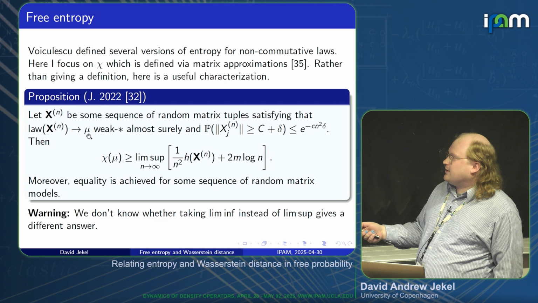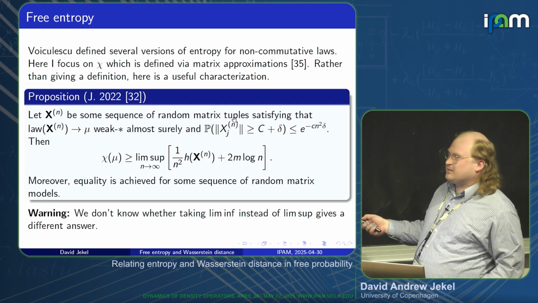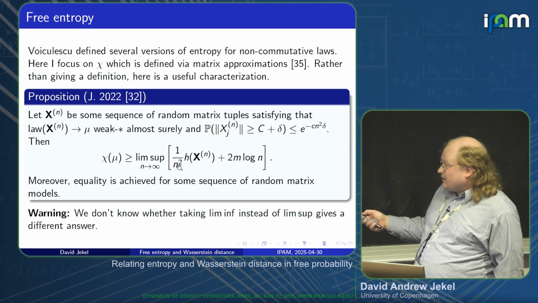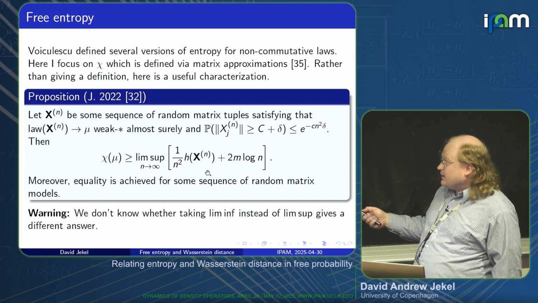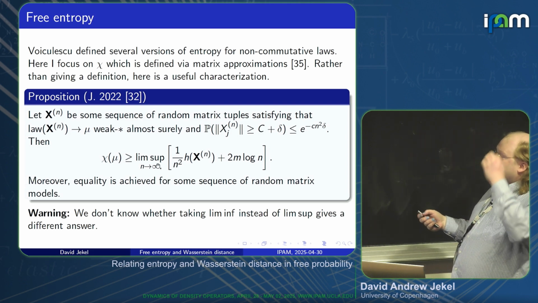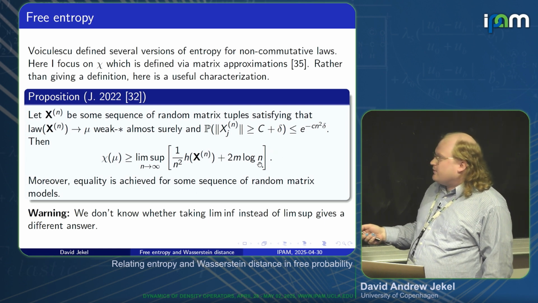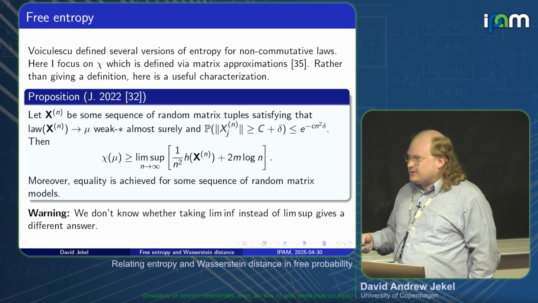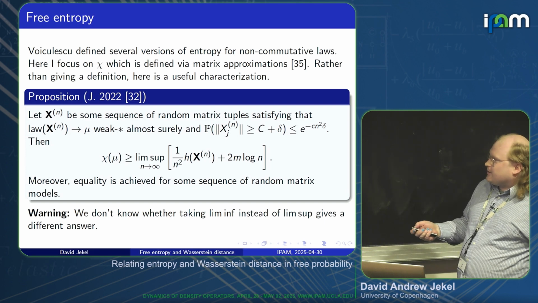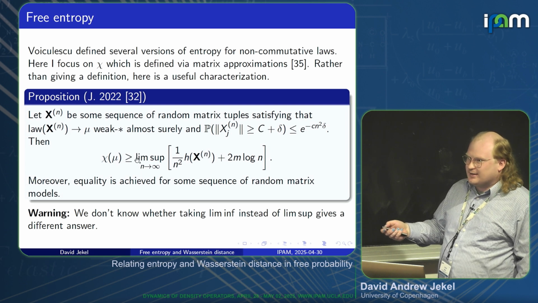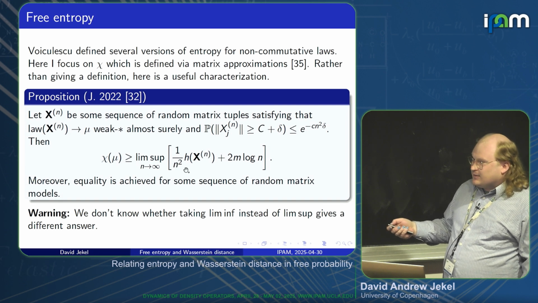are converging in the weak star topology to a certain non-commutative law mu, and if you have some reasonable bound on the probability of a large operator norm, which don't worry about what it is specifically, then the entropy of the classical matrix models with a certain multiplicative and additive normalization is at most the chi. And actually you achieve equality for some sequence of random matrix models. Don't worry about the normalizations either. If you know what the entropy is of the Gaussian case, then based on computing that, you know what the normalizations should be. A more interesting fact is that we don't actually know whether taking lim sup and lim inf give you the same answer. So we don't know whether the limit as n goes to infinity exists.